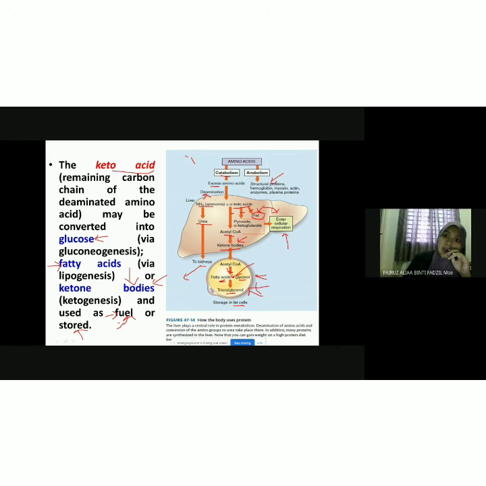Besides that, alpha keto acid also, just now we have the alpha ketoglutarate, and some of the amino acids can be converted into pyruvate. If you remember, of course, pyruvate and alpha ketoglutarate are the intermediates of aerobic respiration. That's why the arrow is written here. It enters the cellular respiration to generate ATP.